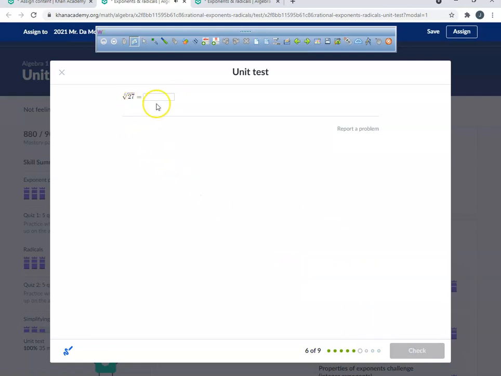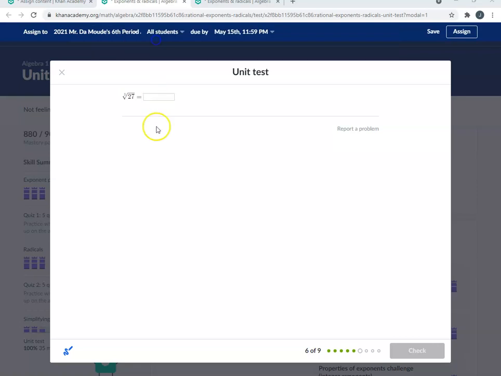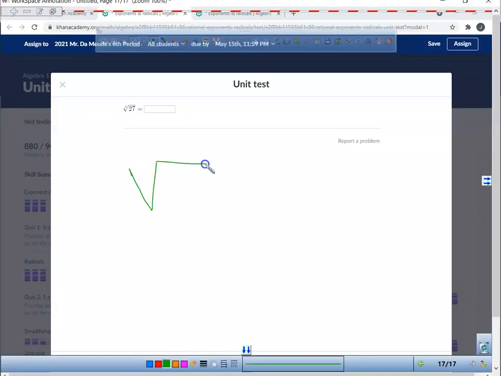Oh man, the cubic root of 27 is 3, but I got to show you why. All right, hold on. Got to pause this. Right now I'm looking at what's called the cubic root. The cubic root of 27.